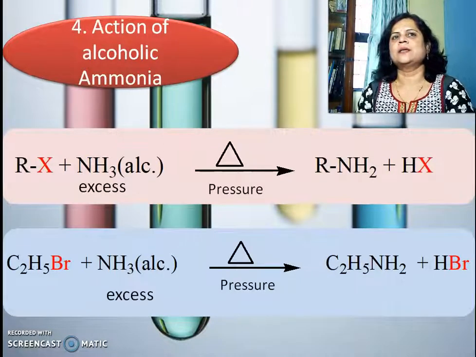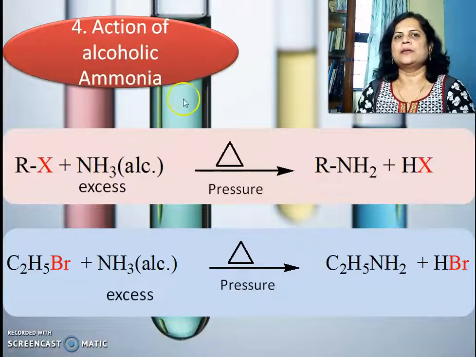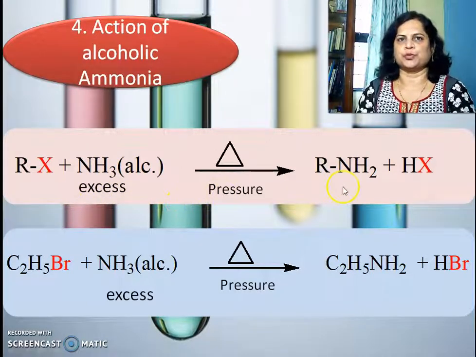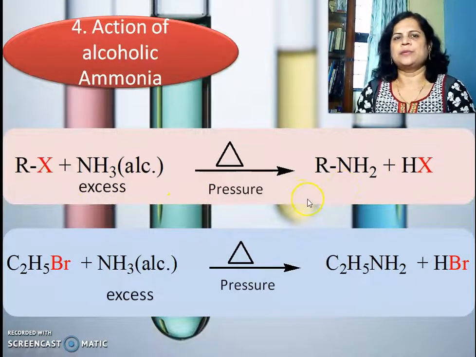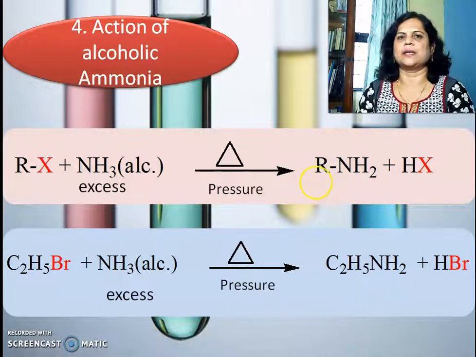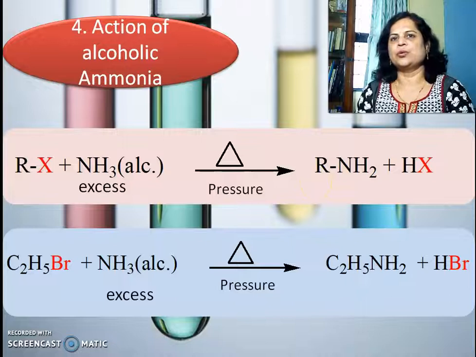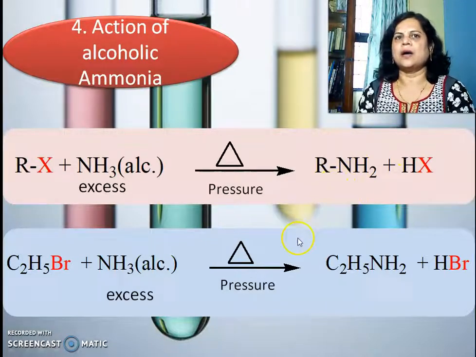Next reaction: action of alcoholic ammonia. When alkyl halide reacts with ammonia, the X group is replaced by the NH2 group. Ethyl bromide when reacted with alcoholic ammonia forms ethyl amine. By this reaction we get only primary amines, having the formula RNH2.